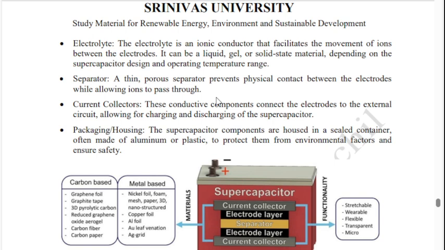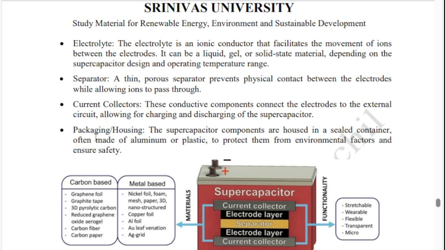Then there is a current collector. This conductive component connects the electrodes to an external circuit, allowing for charging and discharging of the supercapacitor. That is these plus minus collectors. Okay, that is called current collectors, where we give the connection, where the screw is. The graphene and carbon nanotube are the materials inside the electrode.